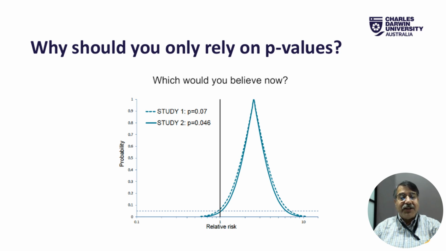There is an illustration here where both of those distributions are crossing the null of 0, or in the case of relative risks or odds ratios, the null is 1. So we see the first study is showing a p of 0.07, while the second study is showing a p of 0.046. It is primarily dependent on the sample size here, which elicits the difference. But which one would you believe now?